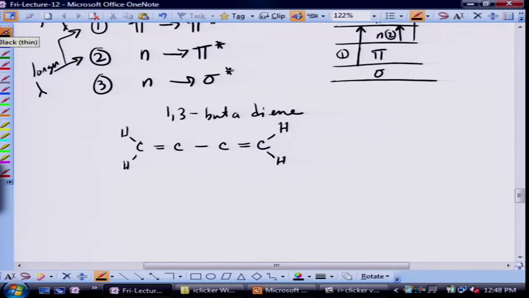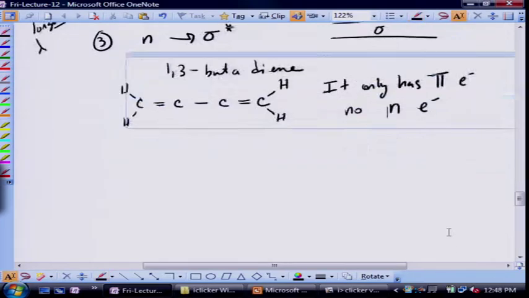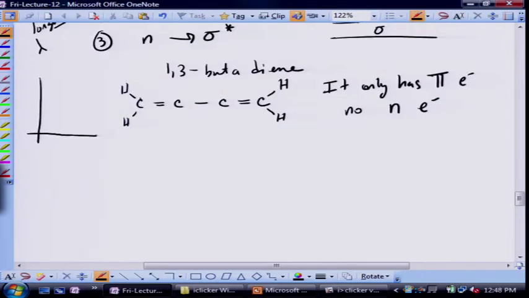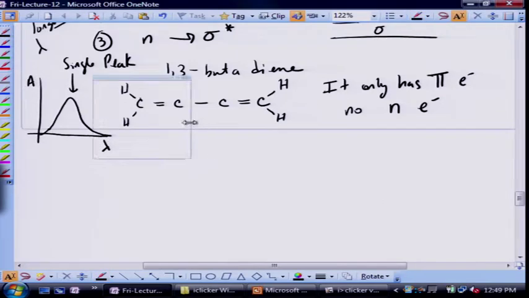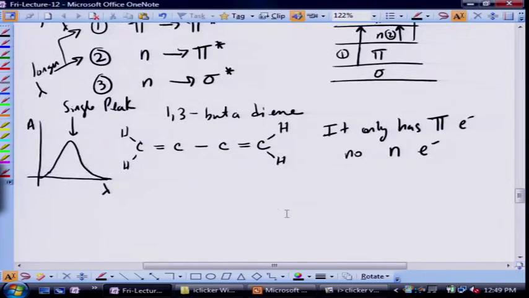So if you look at this molecule, you can already eliminate some possibilities in thinking about what its spectrum might look like. And the first thing you'll notice is that it only has pi electrons. There are no non-bonding electrons. So if you looked at its spectrum, you'd see a single peak. This is lambda versus absorbance. And that's because it's dominated by a single family of transitions involving pi to pi star. There's no other possibility, because the other two involve n to pi star and n to sigma star.